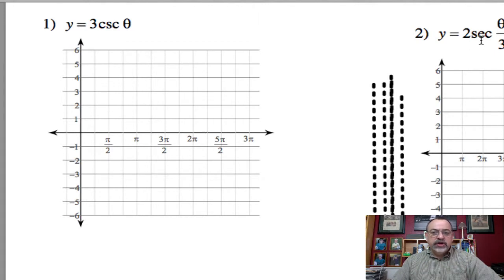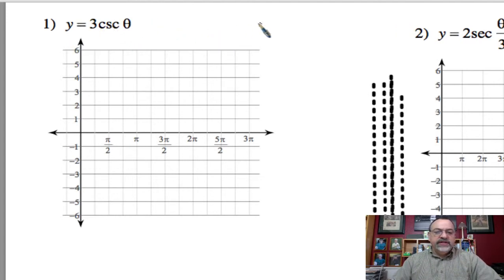And the secant is the reciprocal of the cosine, so wherever the cosine has a value of 0, that's where those asymptotes will occur. So what we're going to do is to actually graph the sine or the cosine first, and then once we have that on the graph, we can easily see where the asymptotes occur, and then we can easily sketch these functions. So let's begin by doing number 1 here, and hopefully you'll get an idea of what I'm talking about.